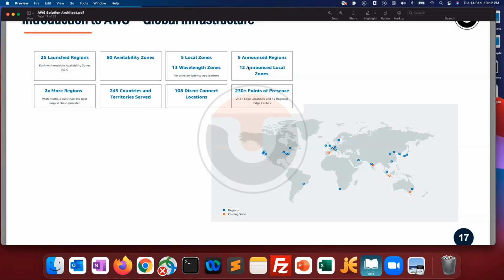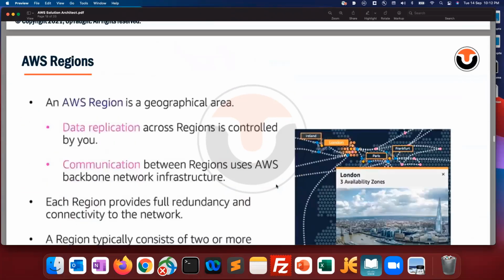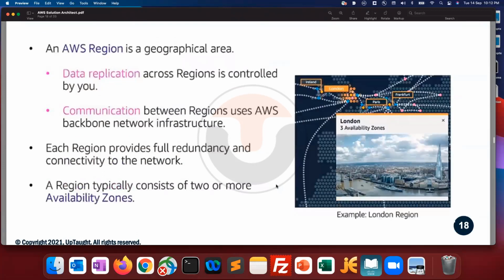Some of them are being announced, and you have points of presence. Point of presence is basically for content delivery and media services for caching. We call it edge services and edge cache. An AWS region is a geographical area. Data replication across regions is controlled by you. You may have an application hosted in region Mumbai, in availability zone A and availability zone B. Data replication between A and B has to be done by the cloud solution architect.